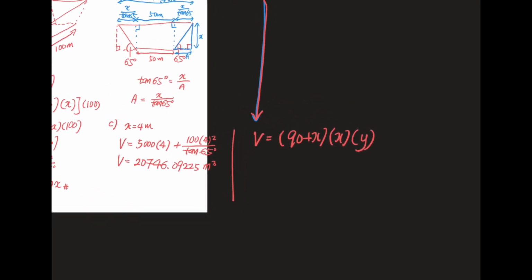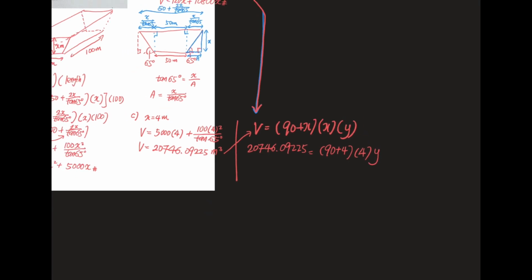Okay, so now I'm going to put the volume here, 20,746.09225. The x is 4, and we are looking for y. Okay, so we just need to solve the equation here. Okay, so I just solve the right hand side. 94 times 4, 376 y. Here same.